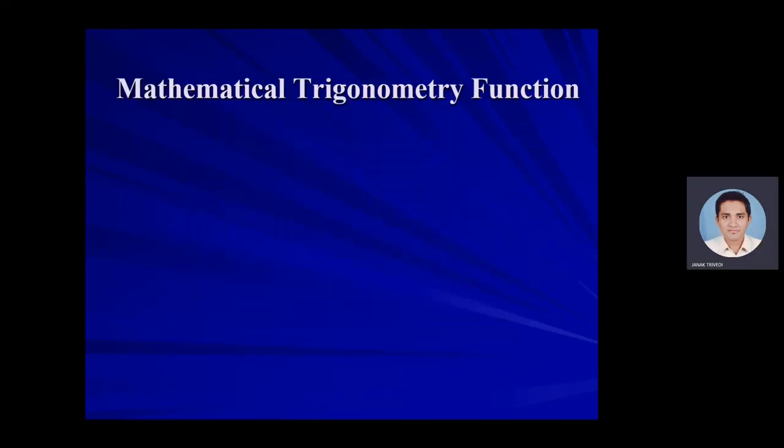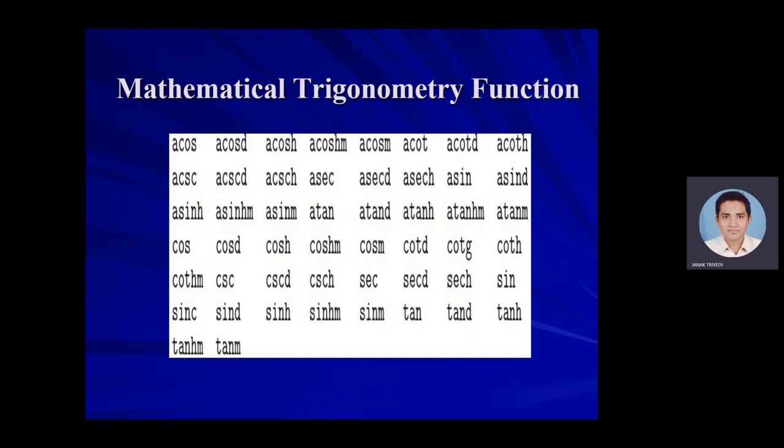Then mathematical trigonometric functions. So these are the different mathematical trigonometric functions that can be done with the help of sine, cosine, acos, hyperbolic, then sine, acos, hyperbolic, then tan.